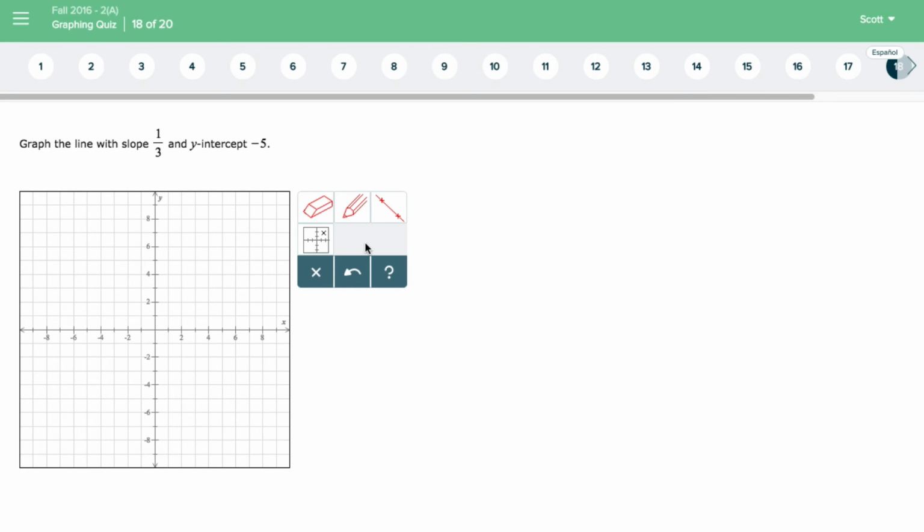Number 18, we're given the y-intercept. The y-intercept is -5. So I'm going to put a point right there at -5. Then we're given a slope of 1 over 3. So from here, I'm going to go up 1 and over 3. And that's my next point. So if you remember, the y-intercept is always where you begin. And the slope is always rise, or how far it goes up or down, over run, how far it goes left or right.